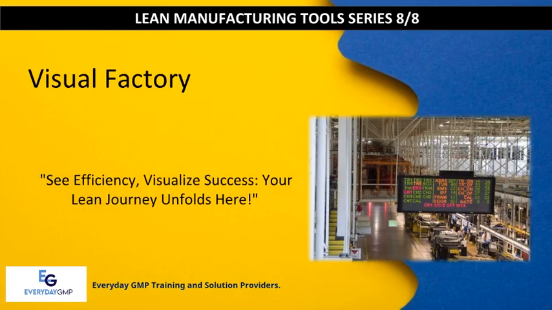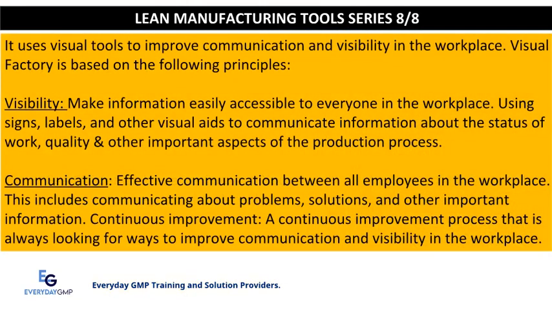See efficiency. Visualize success. Your lean journey unfolds here. Visual Factory uses visual tools to improve communication and visibility in the workplace. Visual Factory is based on the following principles. Visibility: make information easily accessible to everyone in the workplace, using signs, labels, and other visual aids to communicate information about the status of work, quality, and other important aspects of the production process. Communication: effective communication between all employees in the workplace. This includes communicating about problems, solutions, and other important information. Continuous improvement: a continuous improvement process that is always looking for ways to improve communication and visibility in the workplace.